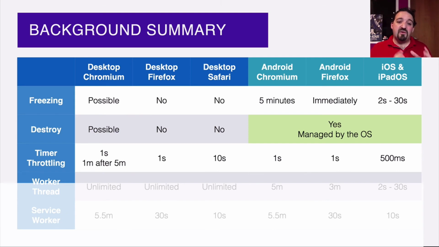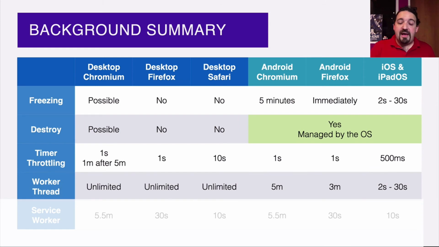And something similar happens on Chrome after 5 minutes. So after a tab or a PWA is hidden for 5 minutes, then the throttling will jump to 1 minute. So then 1 timer every minute, okay? And on mobile, it's 1 second on Chrome and Firefox, and half a second on iOS and iPadOS. So in the background, your timers will actually be fired every 500 milliseconds.